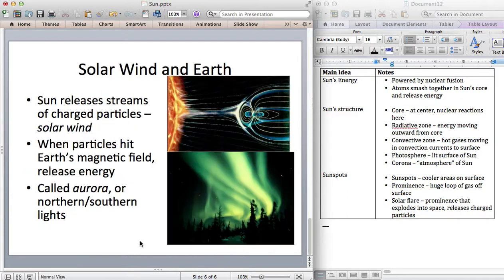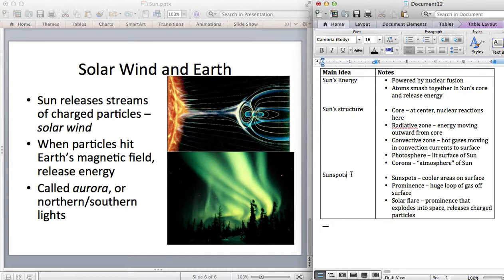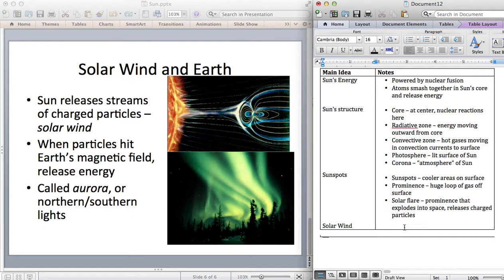So lastly, we're going to talk about what's called the solar wind and how this affects Earth. The sun, in addition to releasing light, releases a constant stream of charged particles. So these are particles that are just streaming off of the sun at all times, right? Super fast, way too small for us to see. They don't glow or anything, so we can't see that they're there.